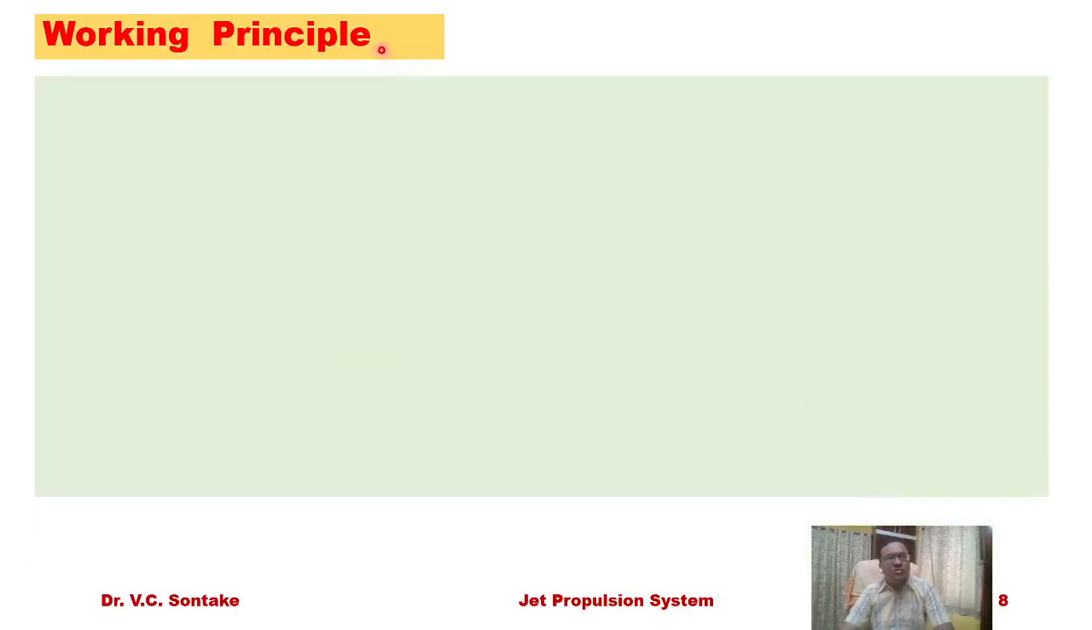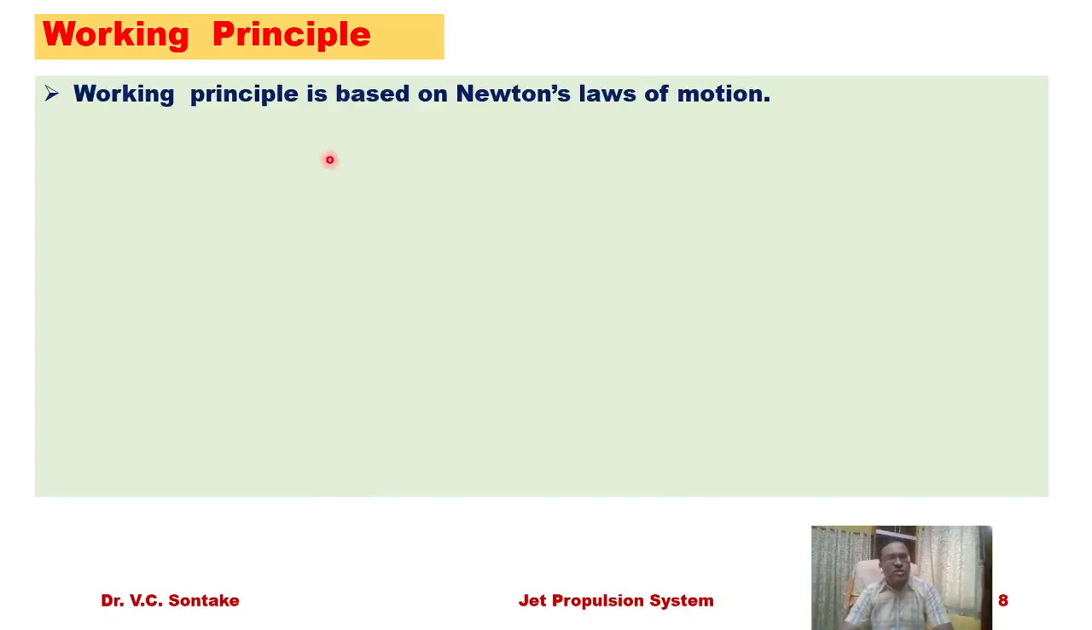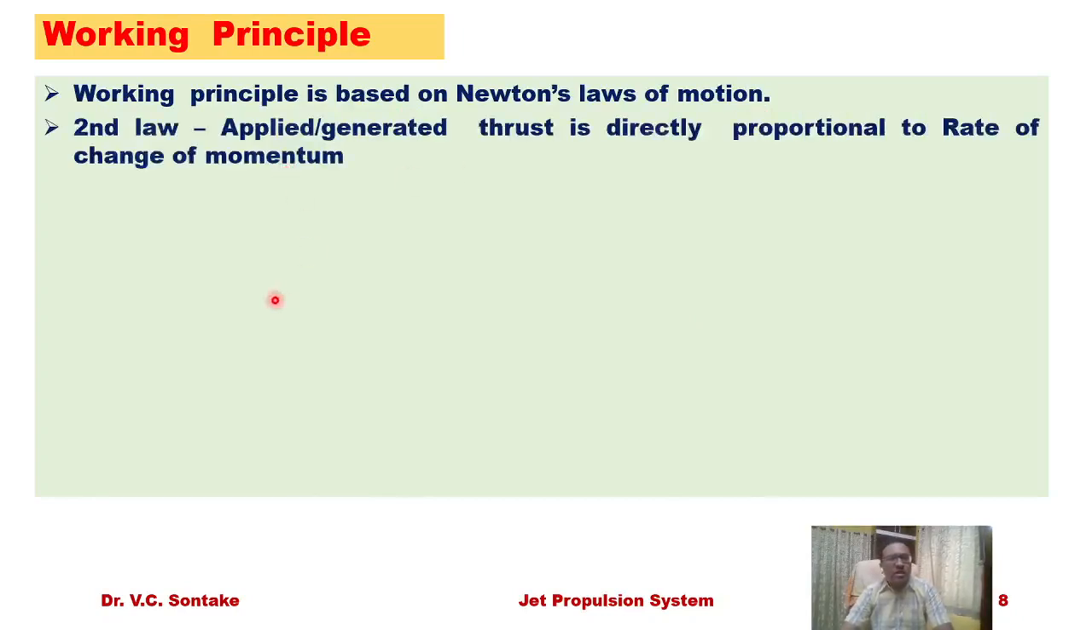Now let us discuss the working principle of jet propulsion system. How and why the jet propulsion system moves in the forward direction. So the working principle of jet propulsion system is based on Newton's laws of motion. There are two Newton's laws of motion upon which the working principle of jet propulsion system depends. First one is the second law of motion.